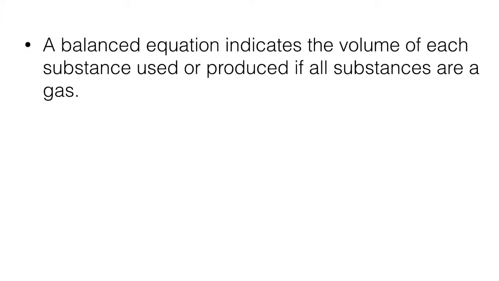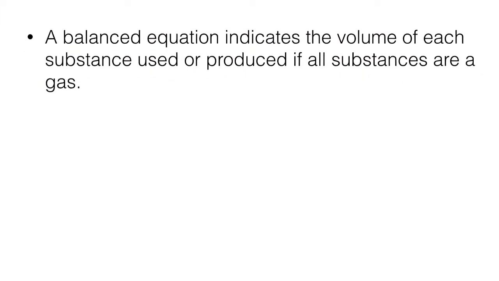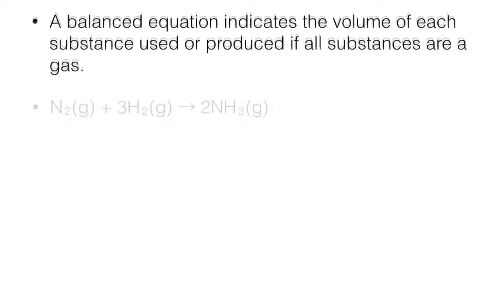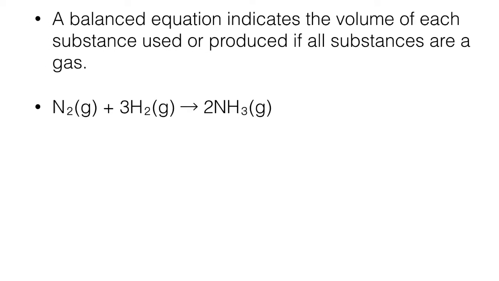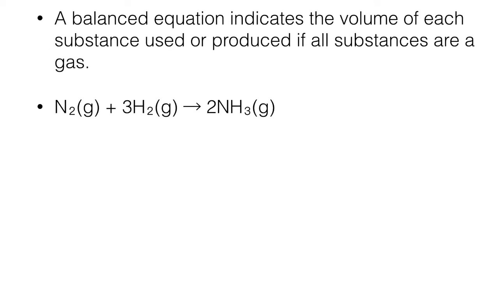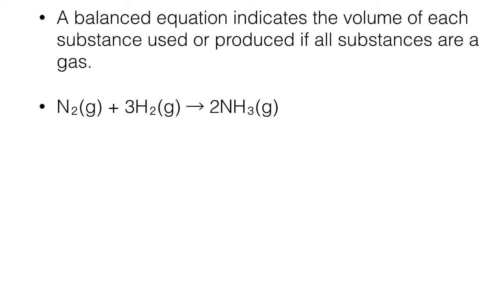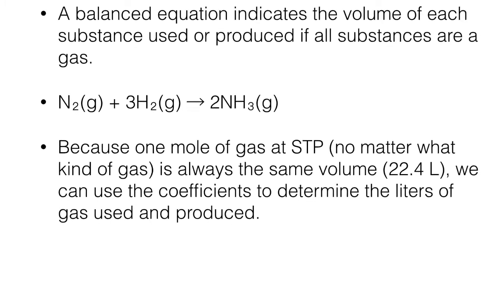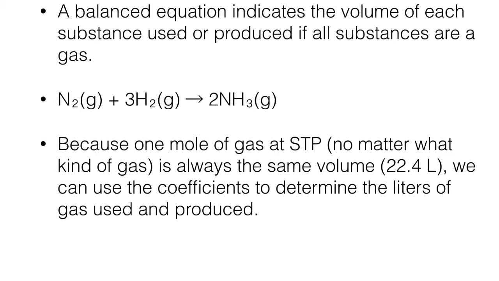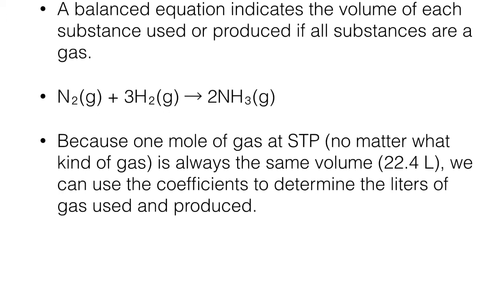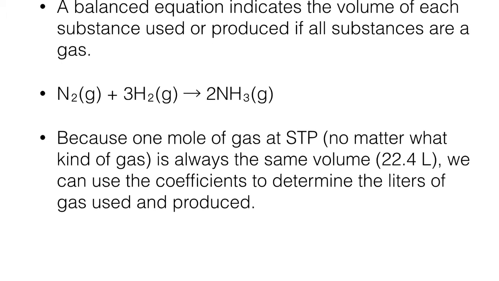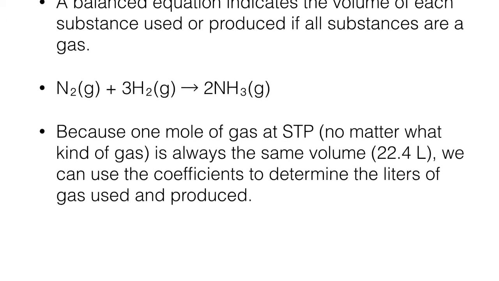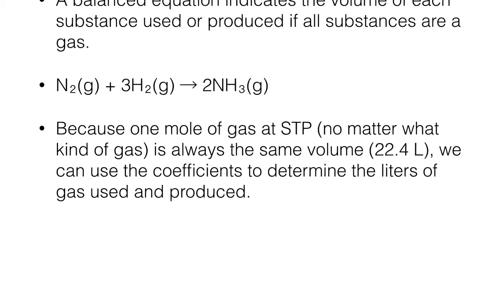A balanced chemical equation will also indicate the volume of each substance used or produced if all the substances are a gas. If we look at our equation for ammonia again, you'll notice all of the reactants and the product, the nitrogen, the hydrogen, and the ammonia, are gas. Since 1 mole of a gas at STP, no matter what kind of gas it is, always has the same volume, which is 22.4 liters, then we can look at these coefficients to determine the liters of gas used and the liters of gas produced. We will look a little closer at the idea of volume in a little bit.